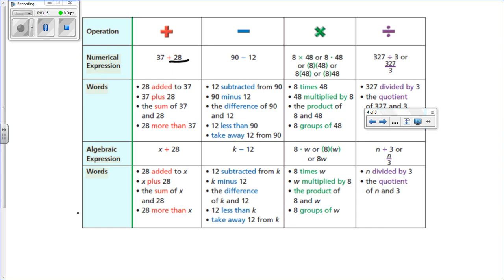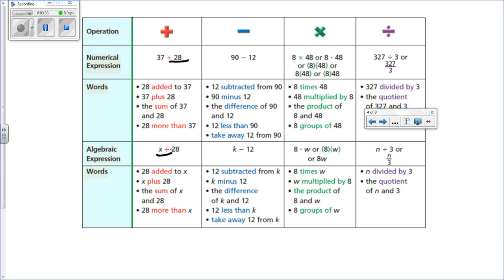Now we have an algebraic expression, which remember includes a variable. In this case, it includes the variable x. We have x plus 28. So we have 28 added to x, x plus 28, the sum of x and 28, 28 more than x.